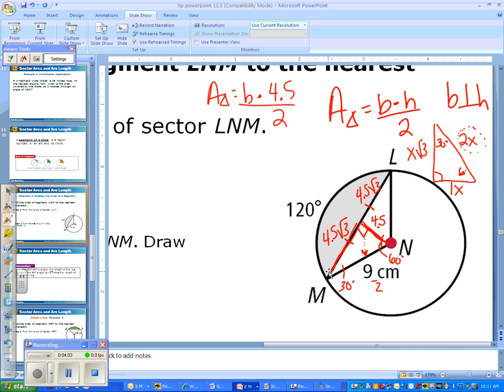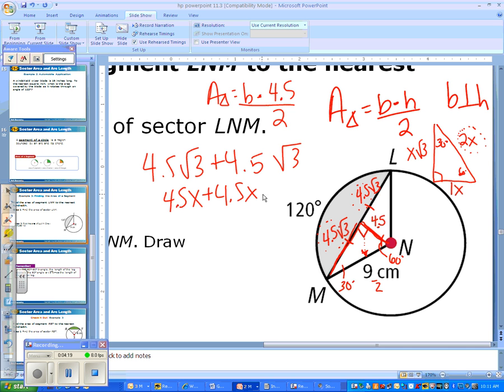And to find out what the whole base is, all you have to do is add up the whole numbers. So remember, 4.5 radical 3 plus 4.5 radical 3. That's like saying 4.5x plus 4.5x. You leave the x's alone and you just look at the whole numbers. And that's going to be 9 radical 3. So we just found out that the whole base is 9 radical 3.